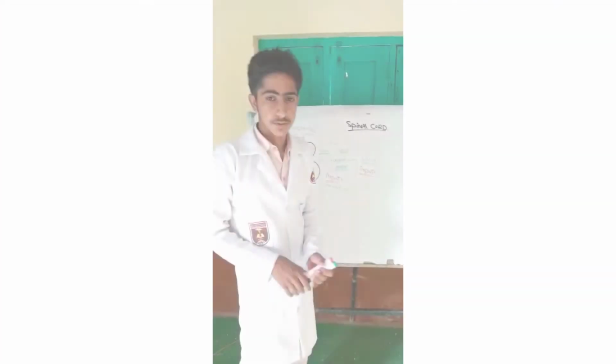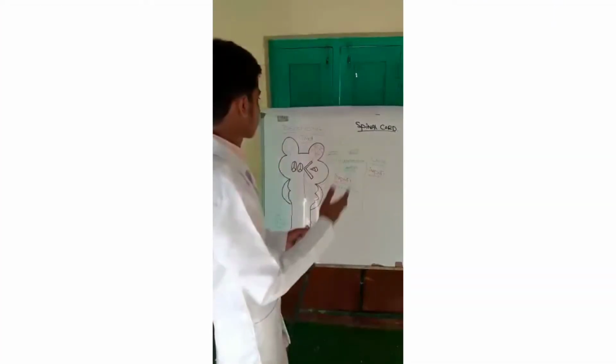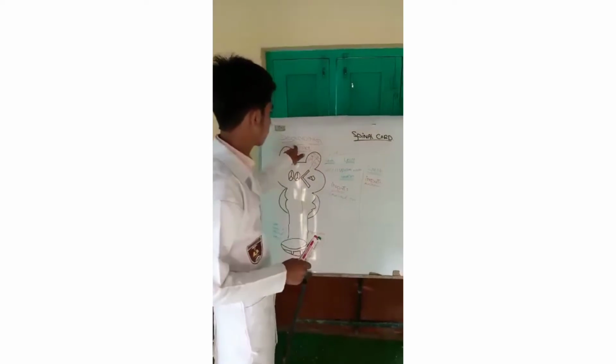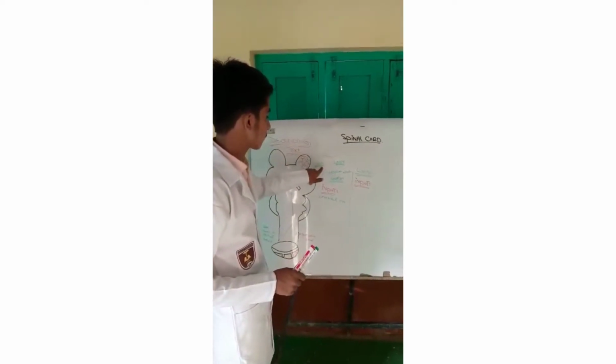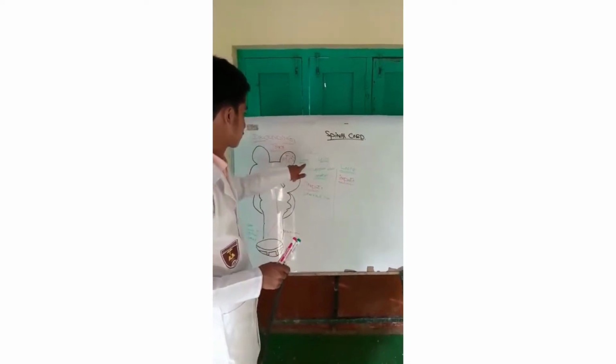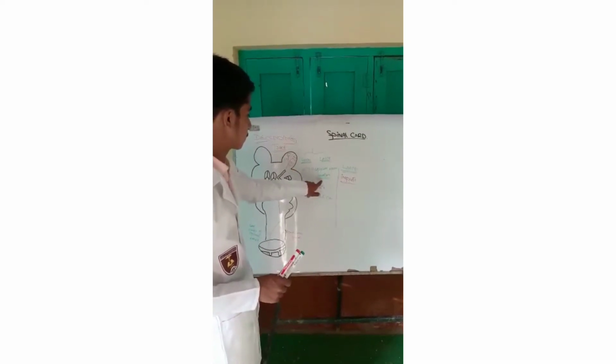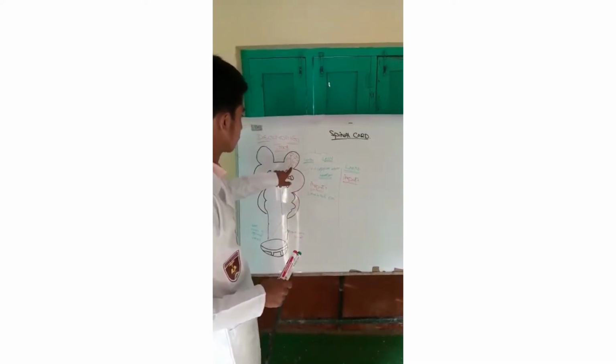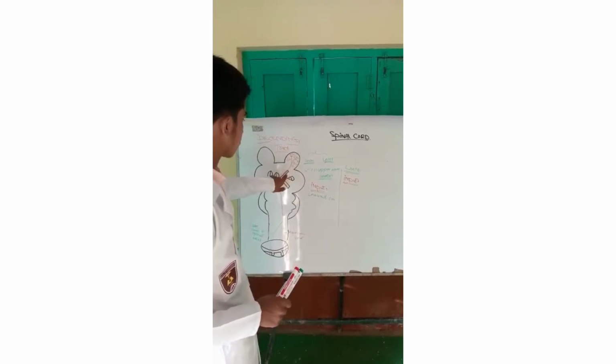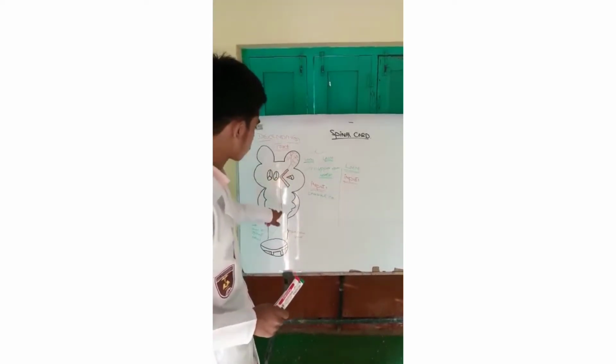Bismillahirrahmanirrahim. Today we discuss spinal cord and its descending tracts. Descending tracts have two neurons, upper motor neuron and lower motor neuron. Upper motor neuron, first of all we discuss. Upper motor neuron takes input from cerebral cortex. The tract is called corticospinal tract.